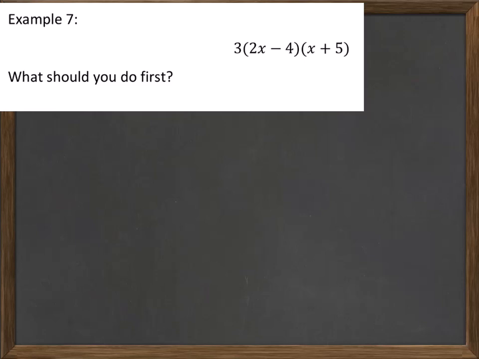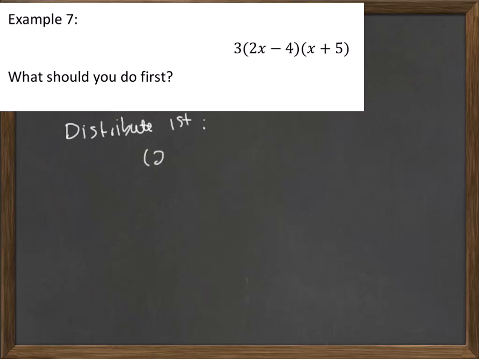So you actually have a few options. You could multiply by 3 first, or you could distribute first. Okay, so it's really up to you. I am going to suggest that we distribute first. Again, it's totally up to you.